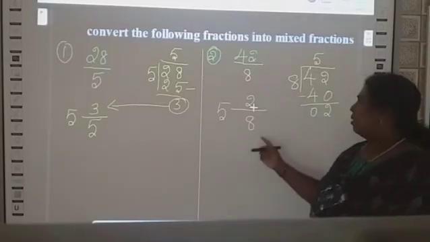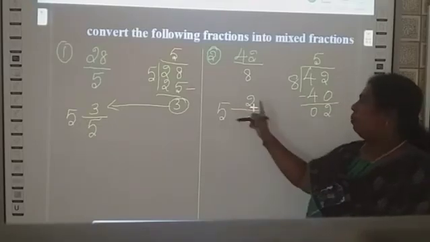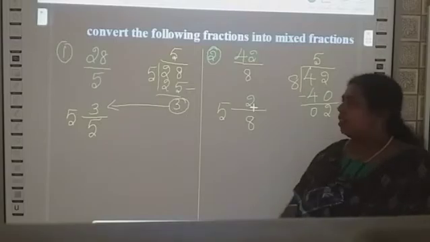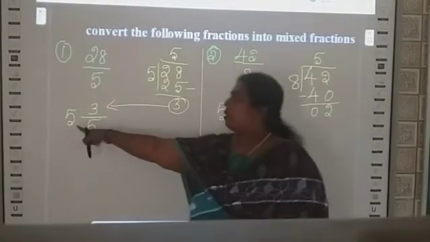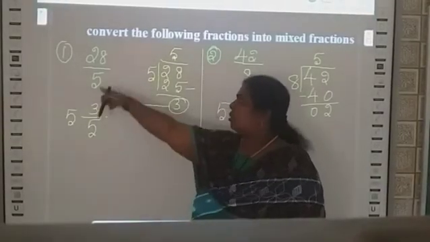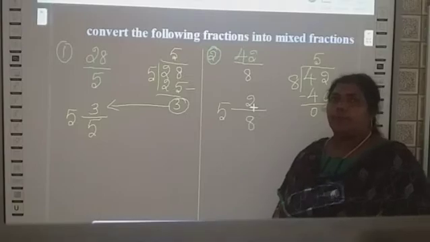We can check whether this answer is correct or wrong. How can we check? Just multiply. 8 times 5 is how much? 40. 40 plus 2, how much? 42. So we are getting the numerator value, right? Here also you can check it. 5 times 5 is 25, 25 plus 3 is 28. So 28 by 5. Now do you understand? Yes.